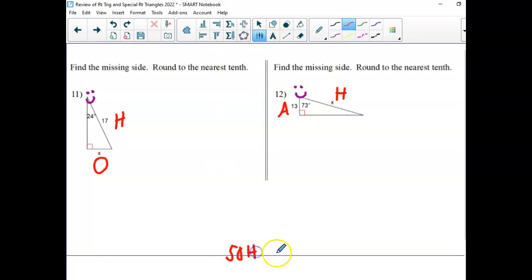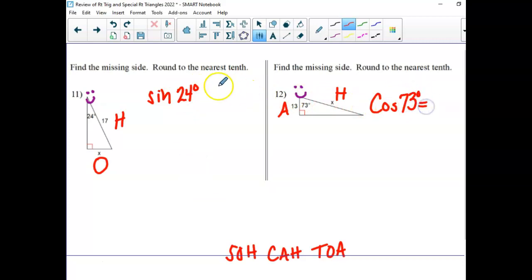So, SOH CAH TOA. This one has an O and an H. That would mean I need to use sine. This one has an A and an H, which would mean I need to use cosine. Okay, then we always put the angle. And then it's O over H, so that would be x over 17.